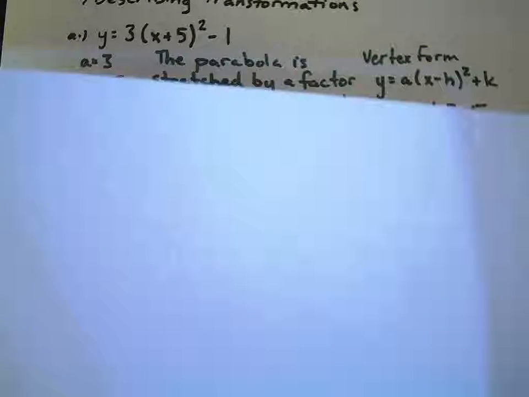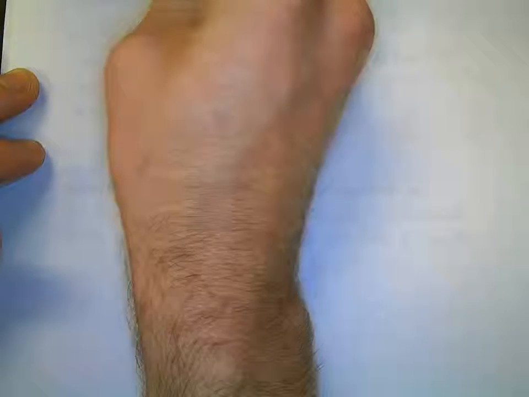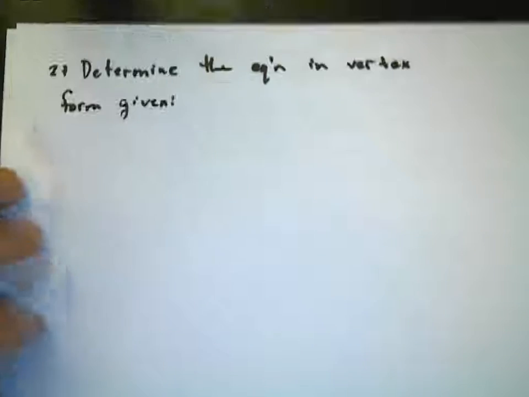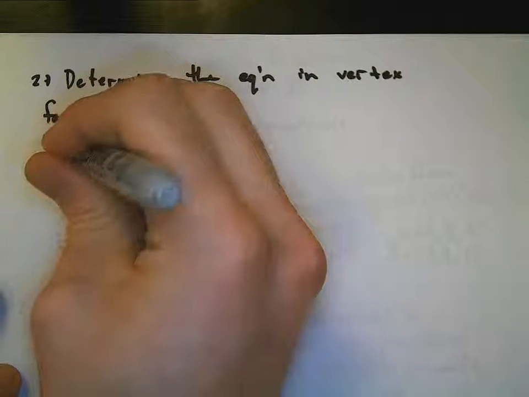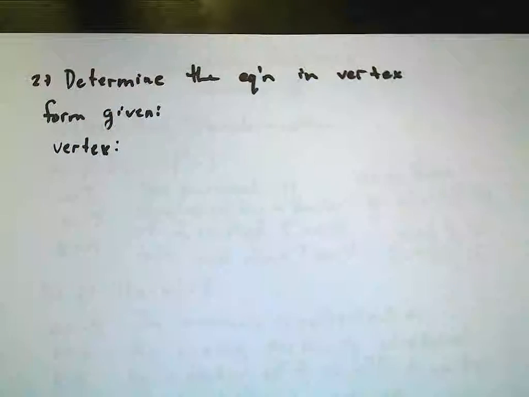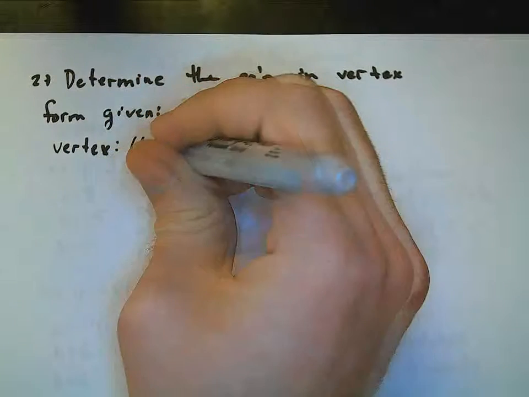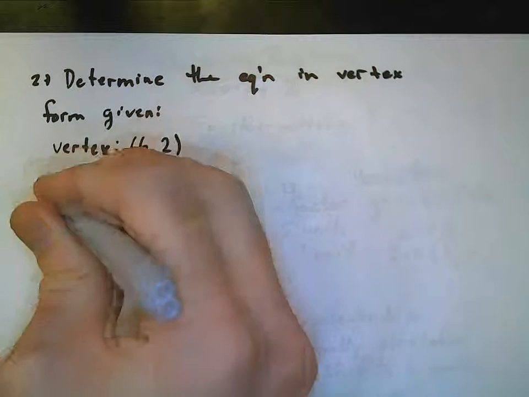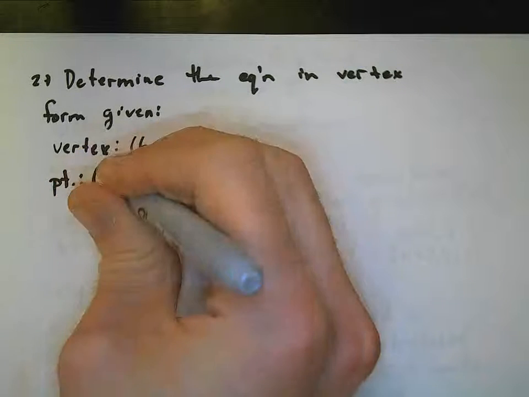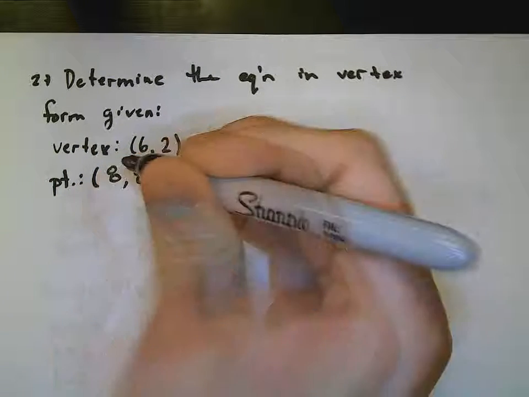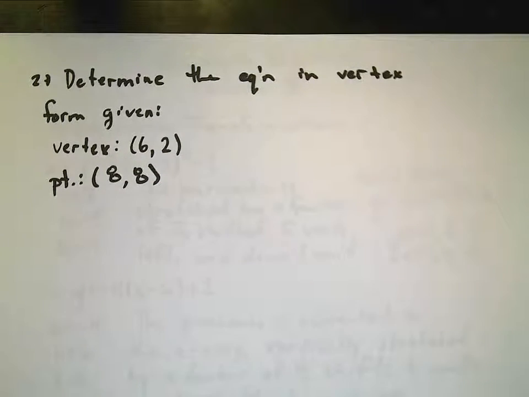Okay. A second thing that you're going to need to know for the test tomorrow is if I ask you to determine the equation of a parabola in vertex form given the following, and I'm just going to list it for us. My apologies, let me get this on the screen. We are given that the vertex is at, let's say, (6, 2), and the parabola passes through a point, let's say (8, 8). How do we go about writing out the equation here?